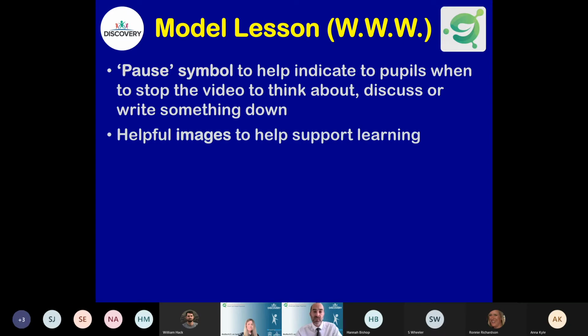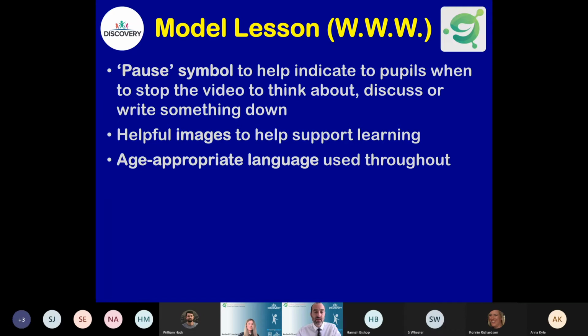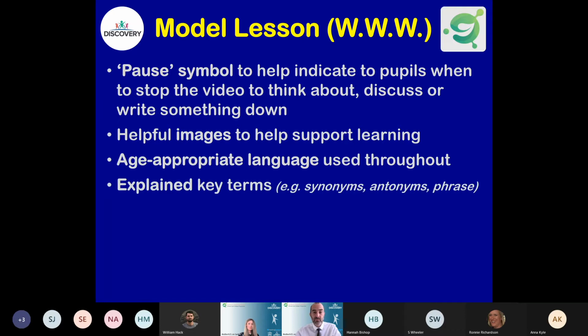Throughout, there's lots of helpful images, and I think this is something that we do really well in Key Stage 1 and Foundation Stage, but it's just as crucial in Key Stage 2 and Key Stage 3. It's useful to just remind and prompt and give it just more of a contextual element to the learning. She uses age-appropriate language throughout.